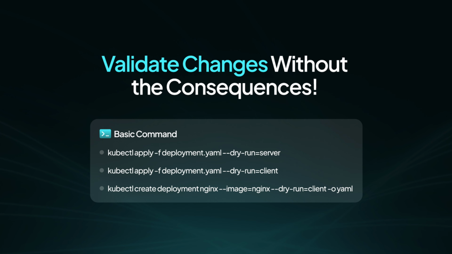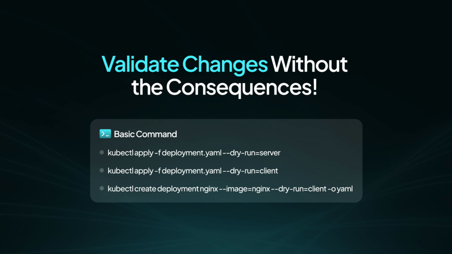It tells you if the object would be created or updated successfully on the server side without persisting it to etcd. This is the most accurate way to validate your YAML against the current state and policies of your cluster. Next, we have a similar dry run command with the client option.